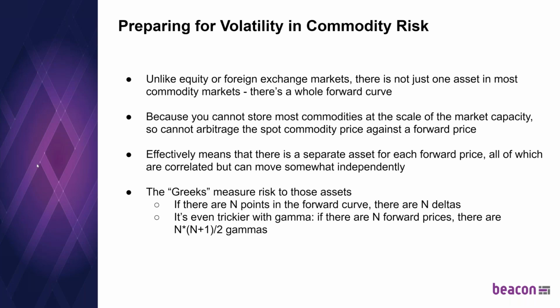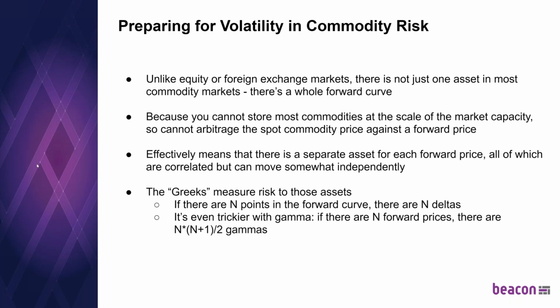And what that means is that spot and forward prices, or different points on the forward curve, can all move somewhat independently of each other. And that's the case for most commodities markets. There's some exceptions like precious metals that act pretty much like a currency. Base metals, you can arbitrage a contango curve, but not a backwardated curve. But for a lot of commodities markets like oil or natural gas or electricity, the available storage capacity is tiny compared to the size of the market.